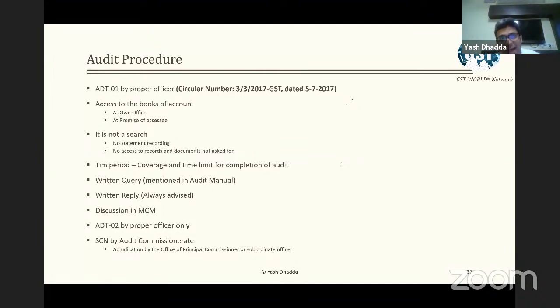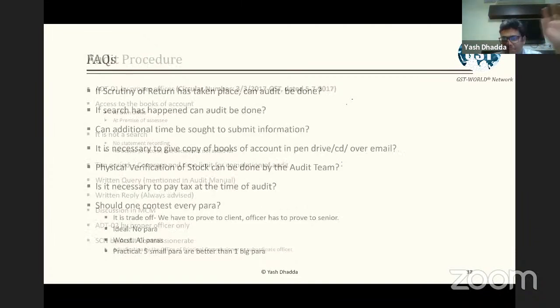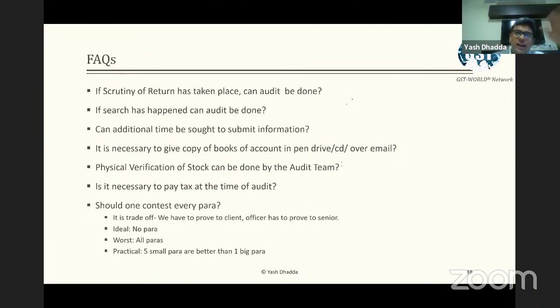Once audit has done that, either they will drop a para or they will keep a para. If they keep a para, they will issue a show cause notice. On the basis of the show cause notice, you are required to reply to your concerned range or division office, and then they will adjudicate it. और उसके हिसाब से they will go ahead and issue whatever order they want to issue.